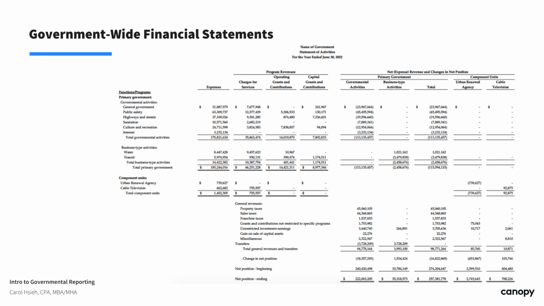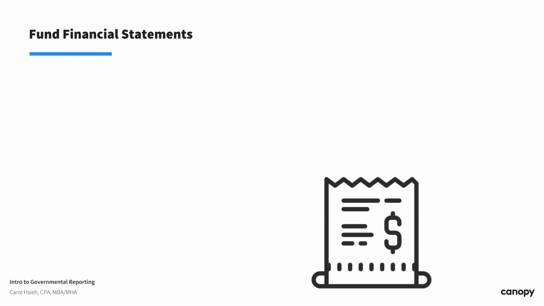So far we have seen two different types of financial statements within the government-wide financial statements: statement of net position and statement of activities. And how each financial statement is presented. Next, let's move on to the fund financial statements. Recall earlier we talked about fund financial statements consisting of a series of statements reporting information on three different fund categories. So we have governmental funds, proprietary funds, and fiduciary funds.